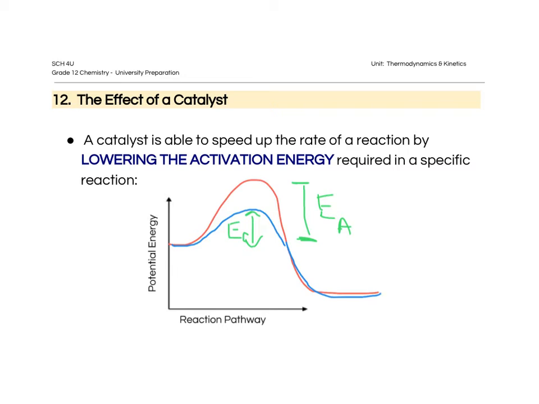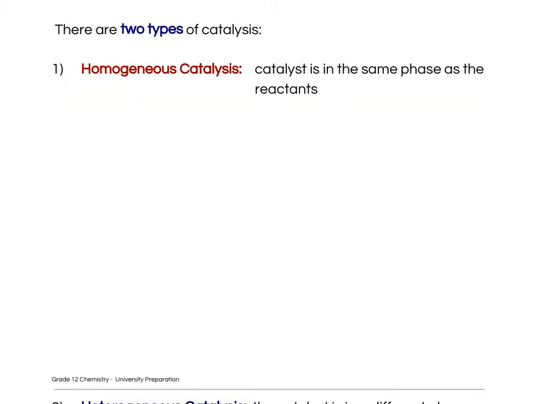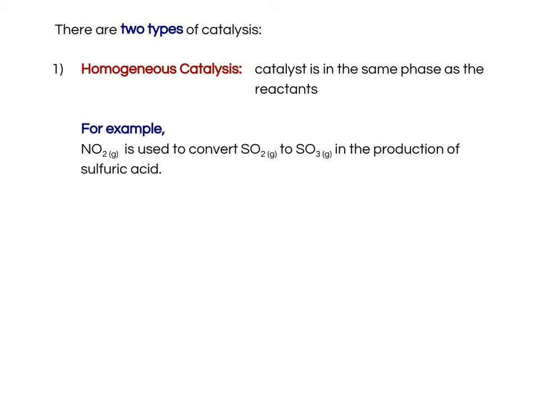We're going to talk a little bit more about catalysts and different types of catalysts that you might find. So there are two types of catalysis. The first is homogeneous catalysis. And this is the case where the catalyst is in the same phase or the same state of matter as the reactants. So let's take a look at an example that I have here for you.